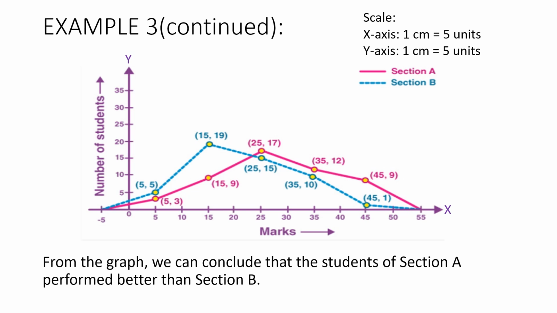Now from both the polygons it is clear that the students of section A perform better than students of section B, because you see 25 marks, that is the highest, was scored by 17 students. So the performance of class A is better.